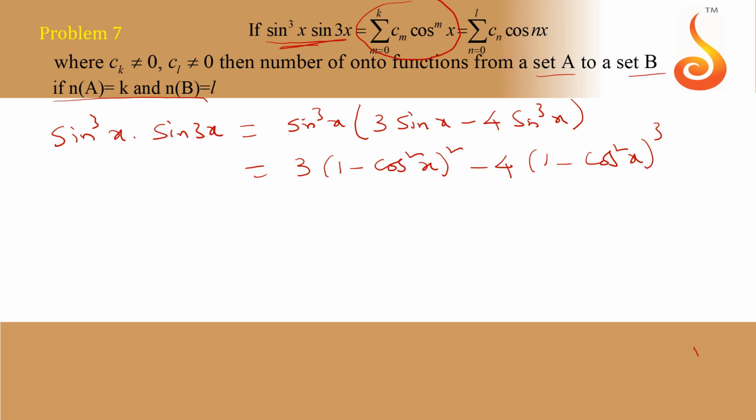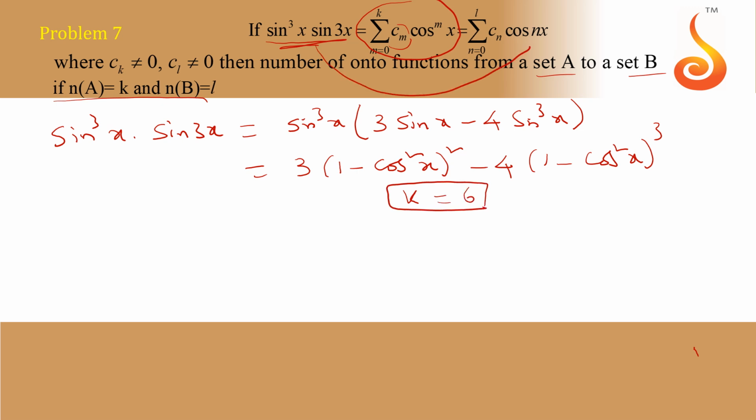But what is our question? If you observe carefully, they want expansion from m equal to 0 to k, meaning c0, c1, c2 up to ck, where this ck is not equal to 0. Means you should expand up to that ck not equal to 0. If you observe carefully here, the highest power you are getting is 6. So that should be the value of k. So k value must be 6.